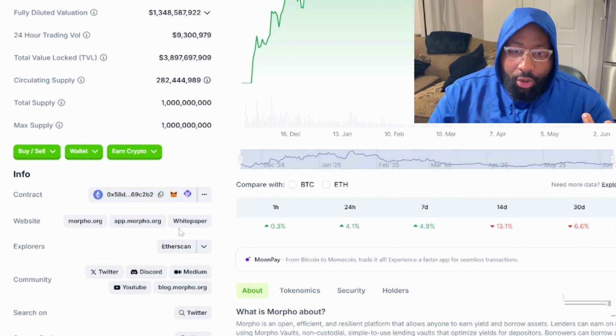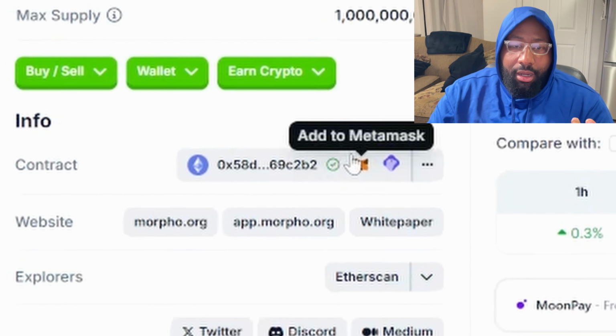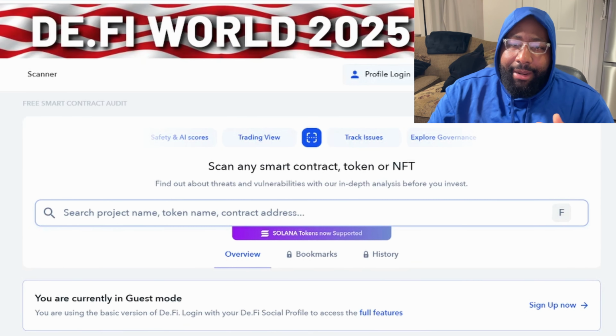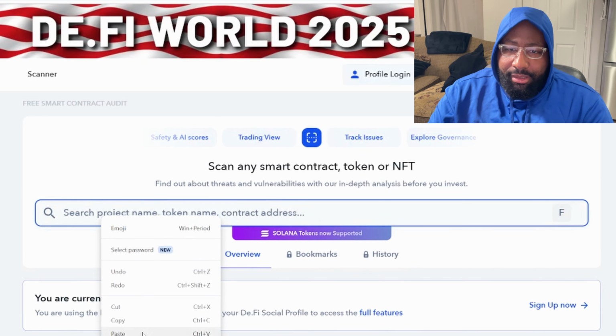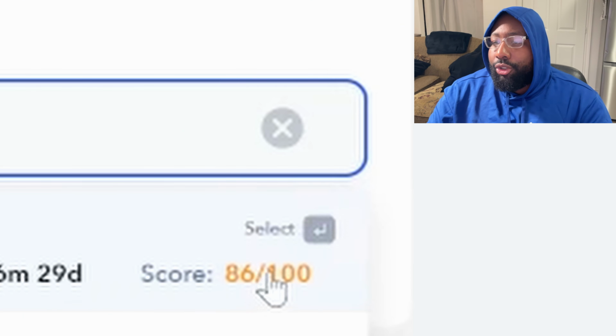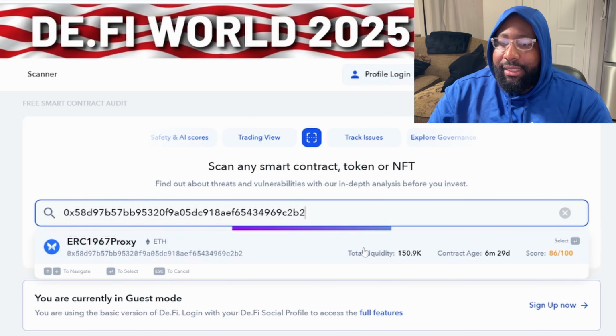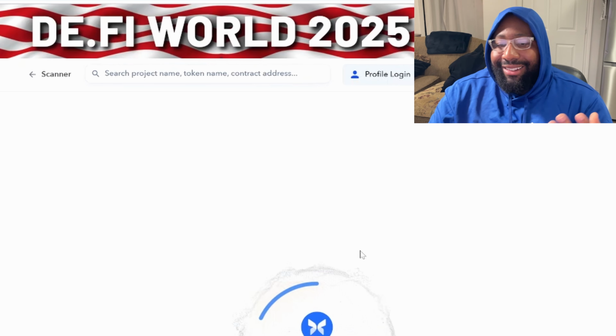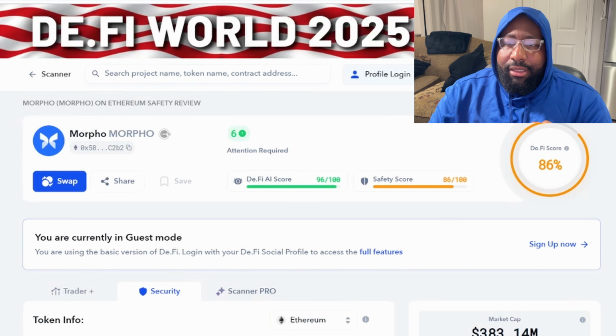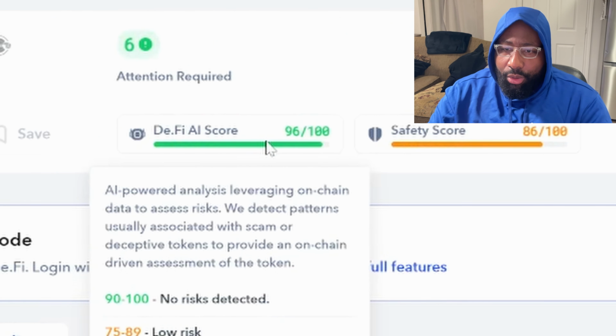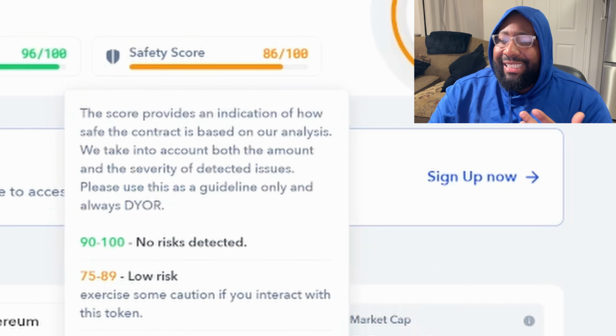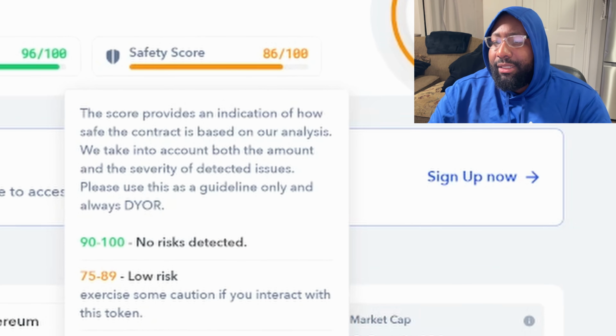So as we head back over to CoinGecko, I'm just gonna copy the contract address for Morpho, and we're gonna head back over to D.Fi, and we're gonna paste it in the top bar. Now, it's gonna give us a score of how safe and secure this project is. Now, we can even go a little bit further and click here, and it's going to give us a DeFi AI score, right? So pretty much anywhere from 90 to 100 means no risk detected at all. And this is a safety score, meaning anywhere from 75 to 85 means a low risk, but exercise some caution when you interact with this token.